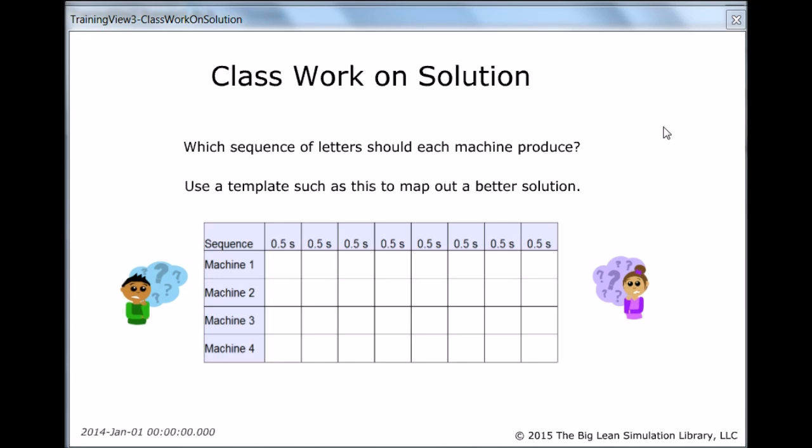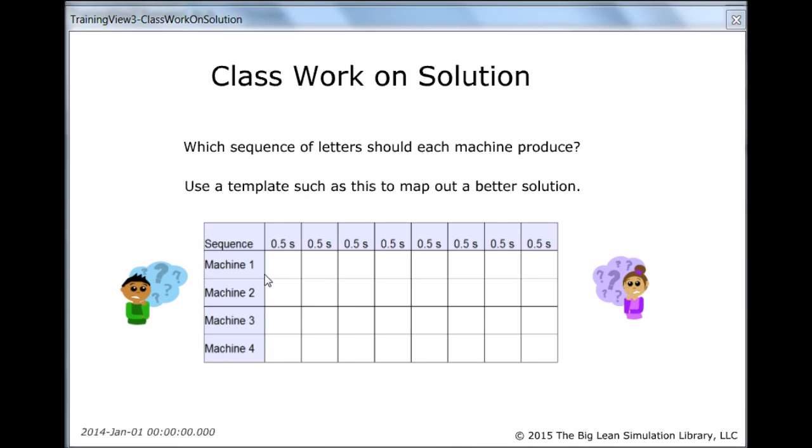So what I'm going to ask you to do is to get out some paper and a pen and make a little grid for yourself like this. It doesn't have to be fancy. And map out how you could produce the letters better on each machine. Recall that we could put, for example, a K and then an A if we wanted to. We don't have to do only K's or only A's.